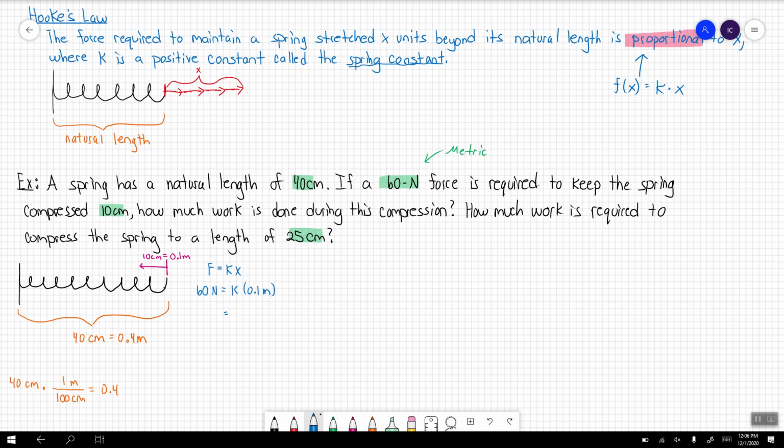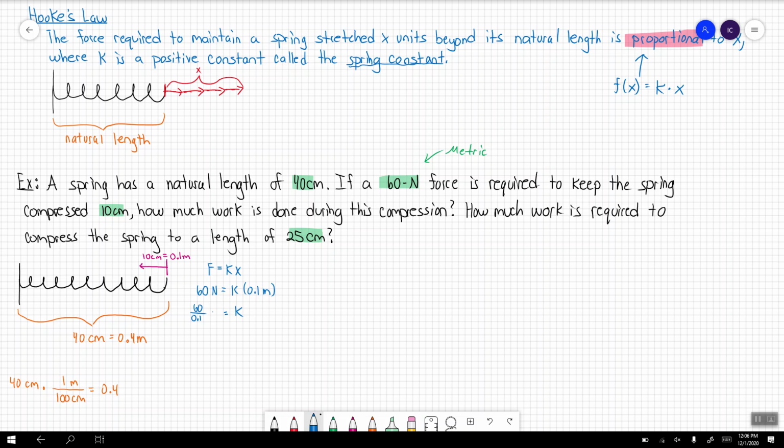Now I'm putting the units of measurement here so that we can keep track of what units we're looking at. So we can solve for K if we take 60 and divide it by 0.1. So when we take 60 and divide it by 0.1, what we're going to get is 600.